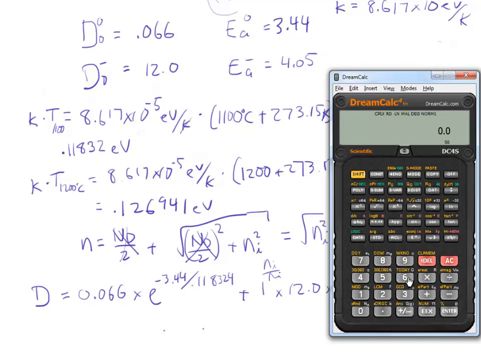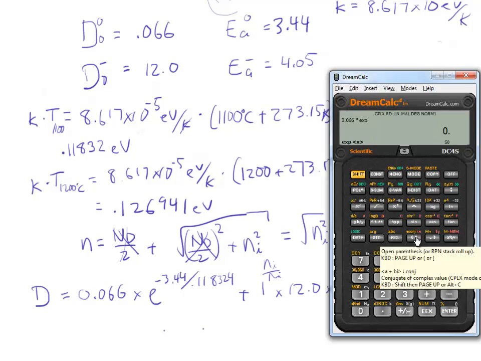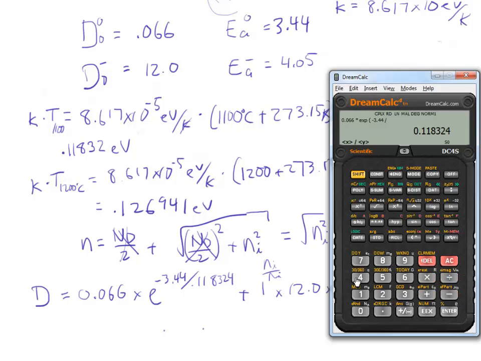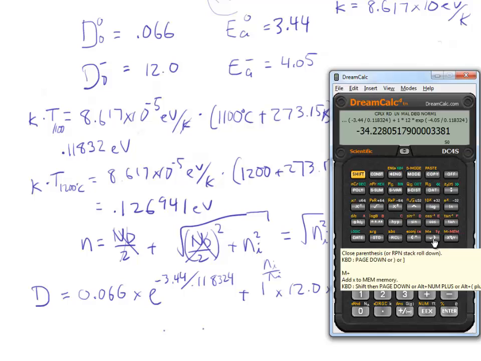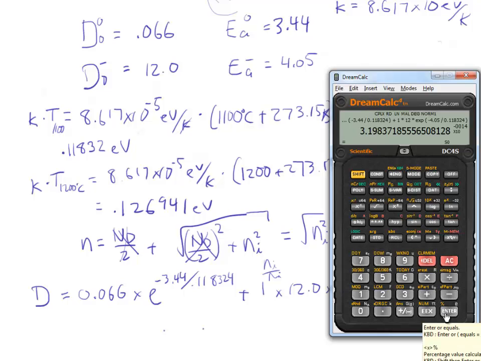Okay, so I have 0.066 times, I have to do inverse E, and I'm going to put some parentheses on this, minus 3.44 divided by 0.11834, close parentheses, plus 1 times 12 times, got to do shift again, e to the parentheses minus 4.05 divided by 0.11834, close parentheses, enter.